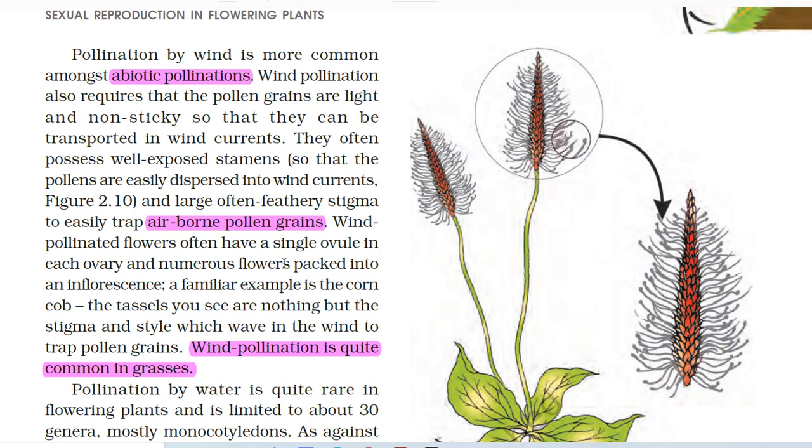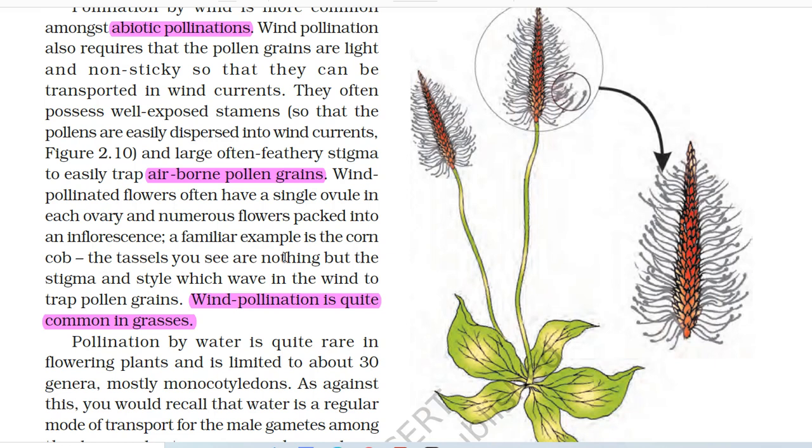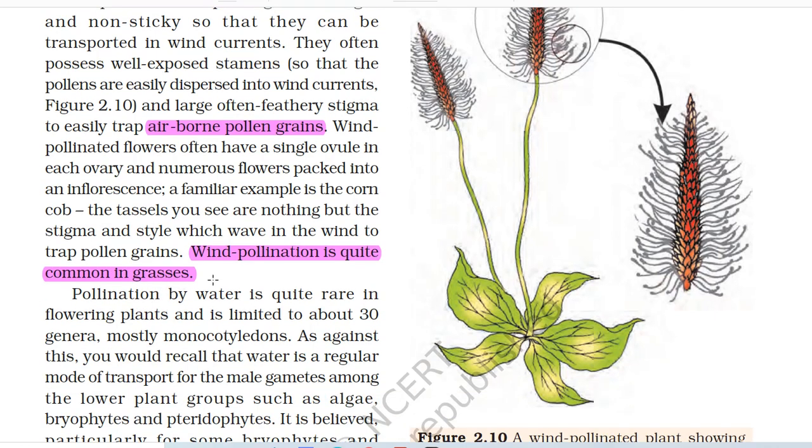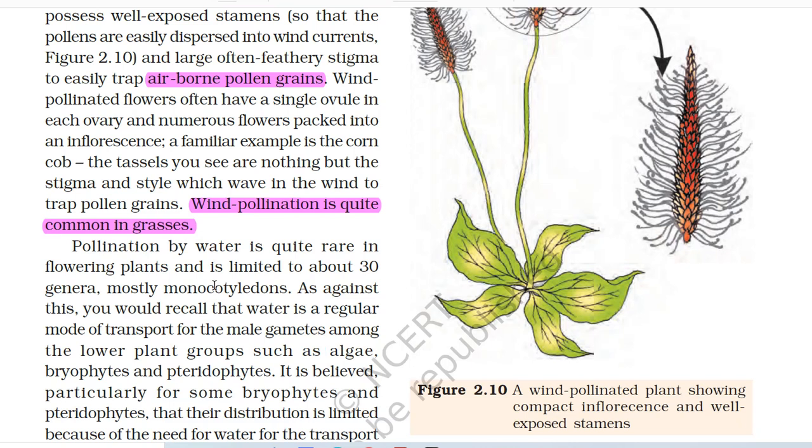Wind-pollinated flowers often have a single ovule in each ovary and numerous flowers packed into an inflorescence. A familiar example is the corncob. The tassels you see are nothing but the stigma and style, which wave in the wind to trap pollen grains. Wind pollination is quite common in grasses.